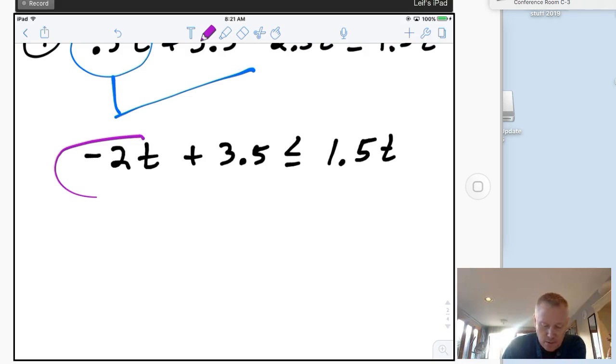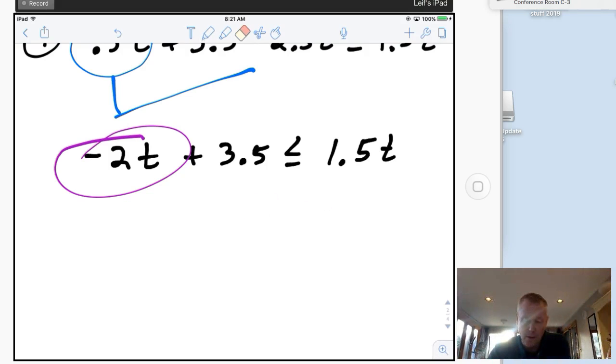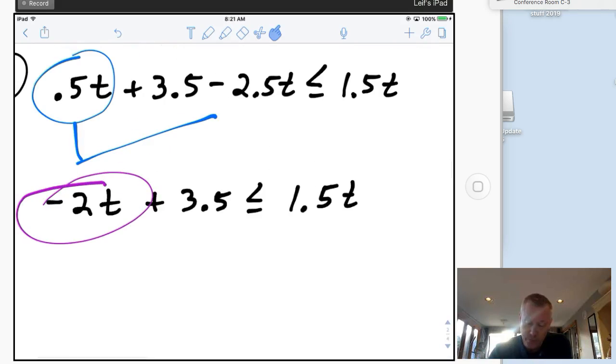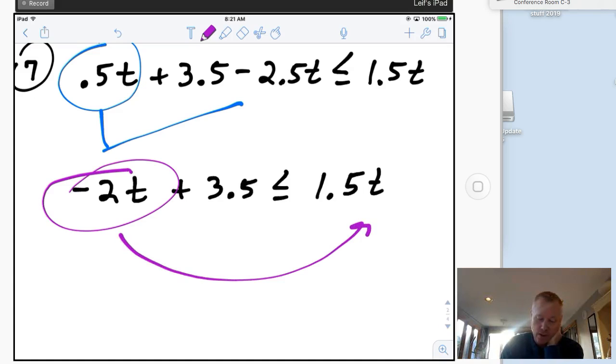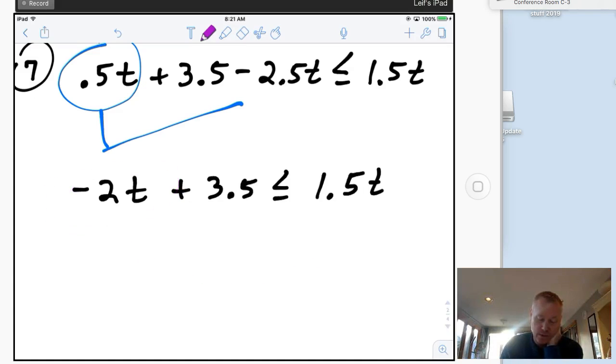Next, I'd like to get this alone. So the opposite of adding 3.5 is subtracting 3.5. Whoa, hang on a second. I'm making a mistake here. So I have t's on both sides. Sorry, I had a momentary lapse there. So what I'd like to do is get my t's on one side. So I want to get that one over here. Okay, so the opposite of adding negative 2t is adding positive 2t.